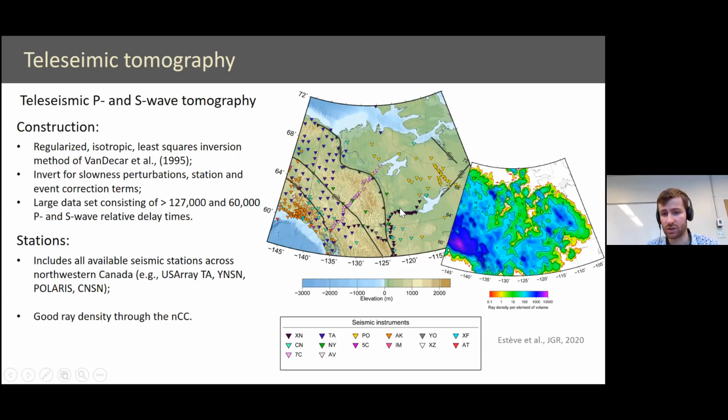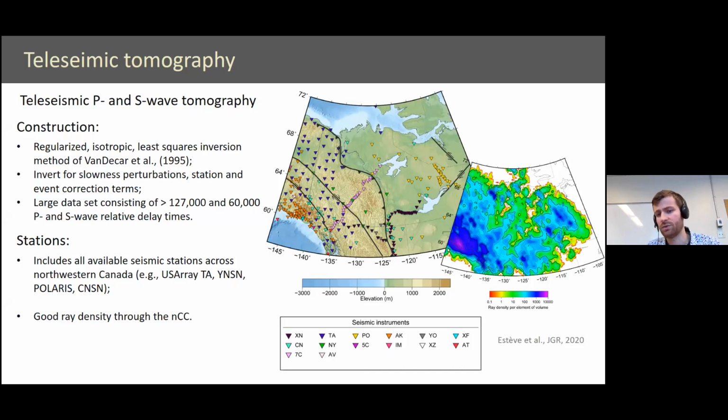The Polaris stations that are no longer there in the Canadian Shield, and the CNSN stations that are in cyan. And to the right here, you have a ray density map at 200 kilometers depth. Basically, blue and purple colors would show very dense rays, a dense number of crossing rays within an element of volume within a model, while red to green colors would show basically the opposite.